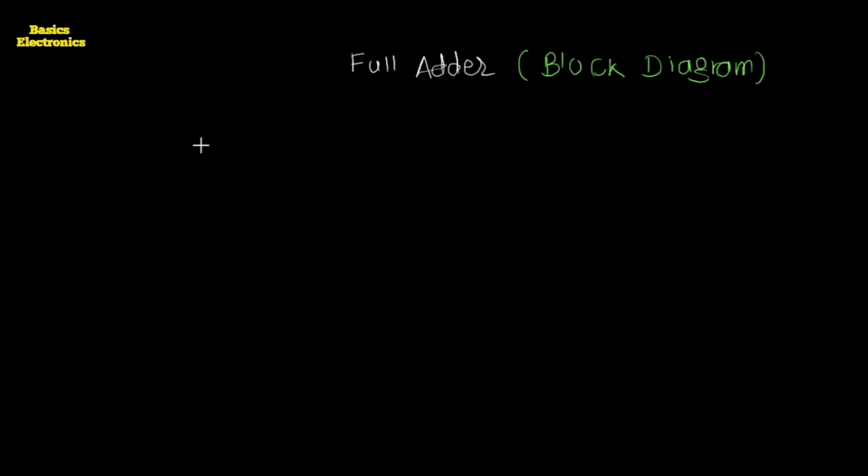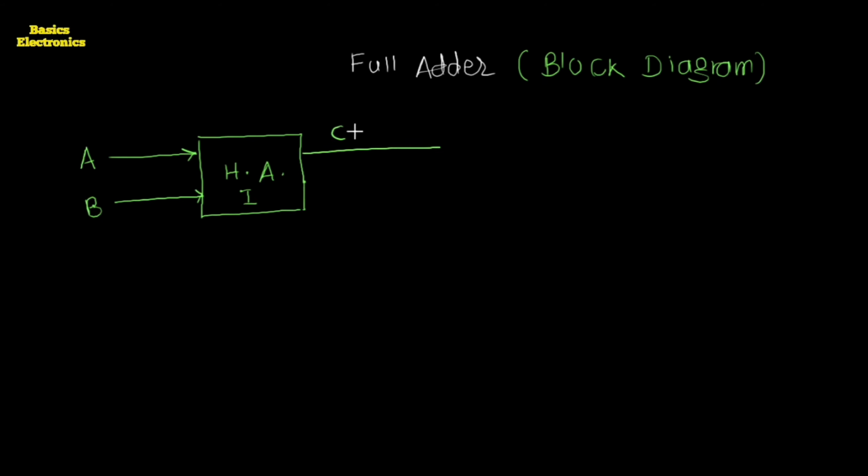Here we first require a half adder, and this first half adder has two inputs. Inside this we write HA and give the number 1. The two inputs we apply are input A and input B. Then there are two outputs. The first output is the carry output, Y equals A dot B.